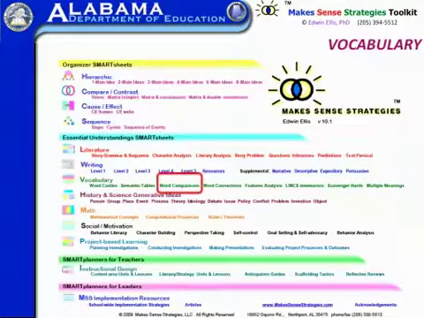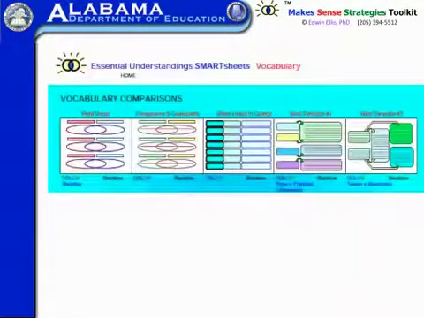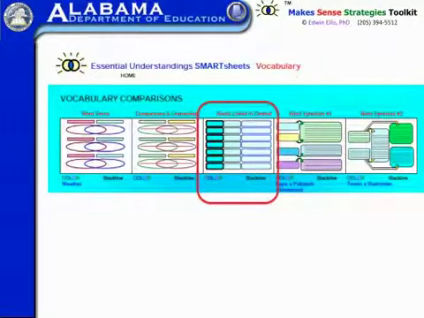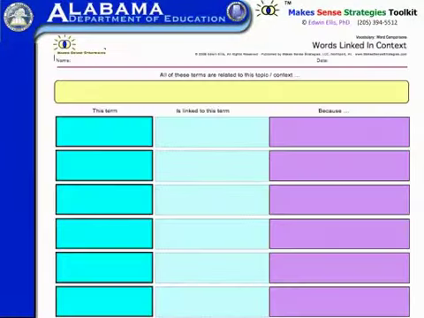Another area of the vocabulary smart sheets are word comparisons. There are a variety of those that you can select from. I like words linked in context, so we'll take a look at that one. The way this is set up is all of these terms are related to this topic or context. You have your list of terms, and then this term is linked to this term because... So what's the connection between the two terms?